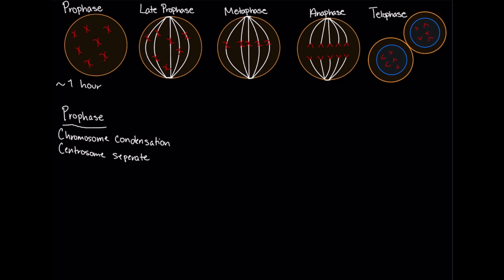Now the next phase would be metaphase, which is this one right here. Metaphase would be where the chromosomes are super condensed and aligned in the center of the cell. So let's write that down. And the alignment.